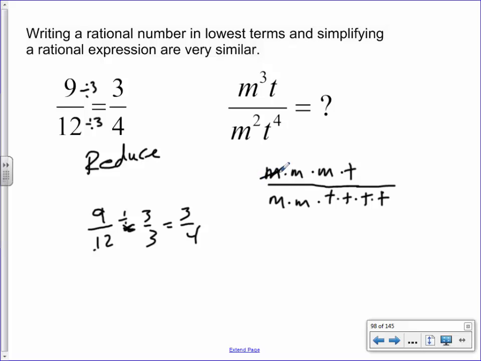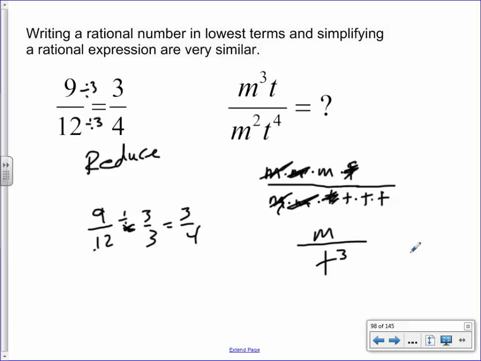So this m right here cancels that m, this m cancels that m, this t cancels that t, and I'm done canceling. So what you're left with is m on the top and t to the third on the bottom. That makes sense so far?